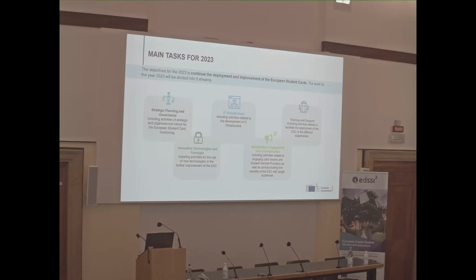So for us, an important strand is the strategic planning and governance. So making sure that the right people are involved in the right decisions regarding this initiative. The IT infrastructure, of course, I don't have to explain why this is important. Training and support, making sure that people get trained on how to issue cards, but also providing support when people encounter issues.